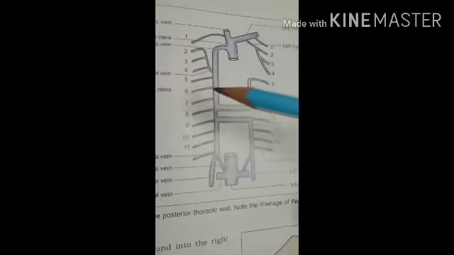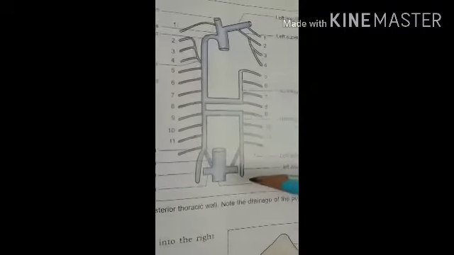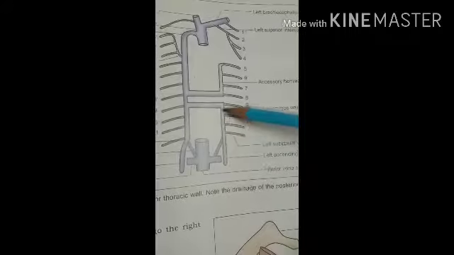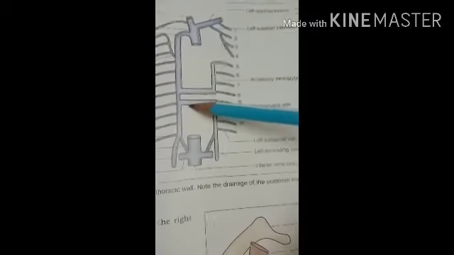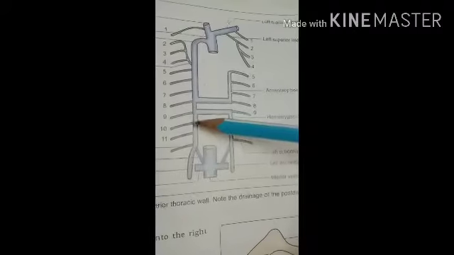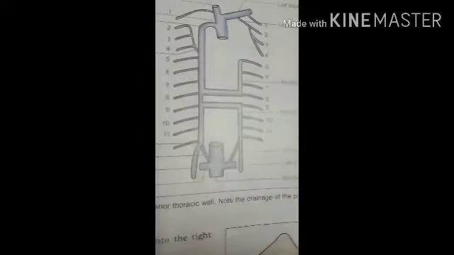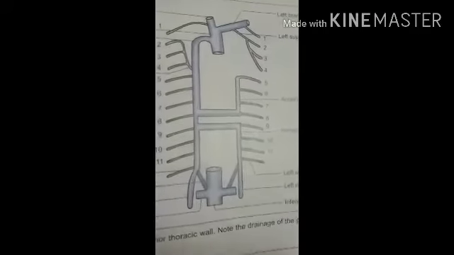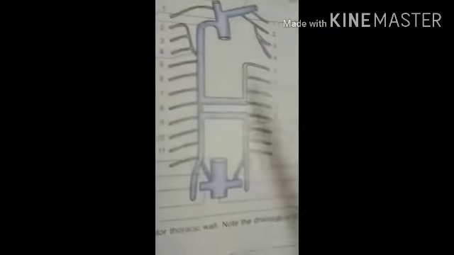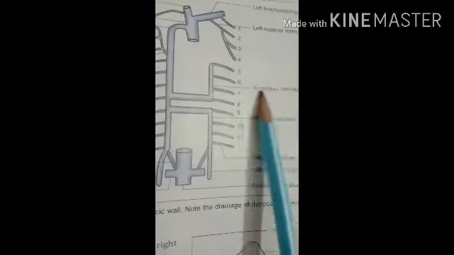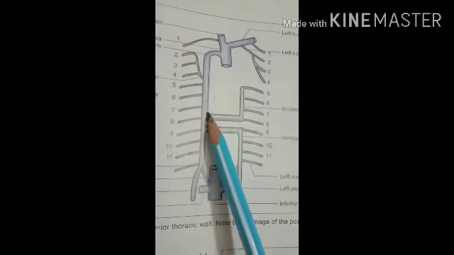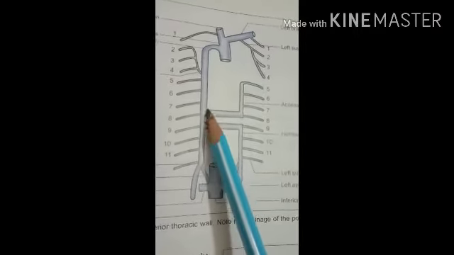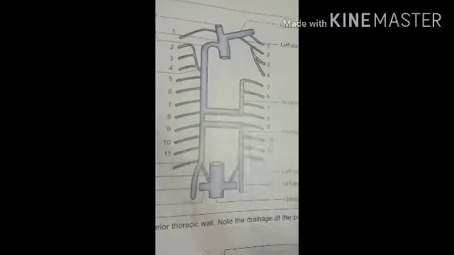Then the hemiazygos vein. Here is the hemiazygos vein, which also drains into the azygos vein at the level of T7 or T8 vertebra. Then the accessory hemiazygos vein, which also drains into the azygos vein at the level of T8 or T9 vertebra.